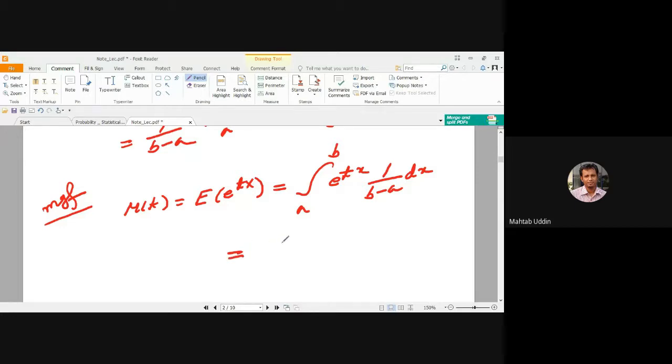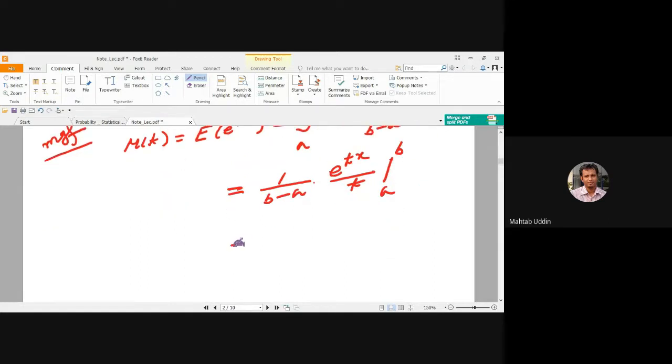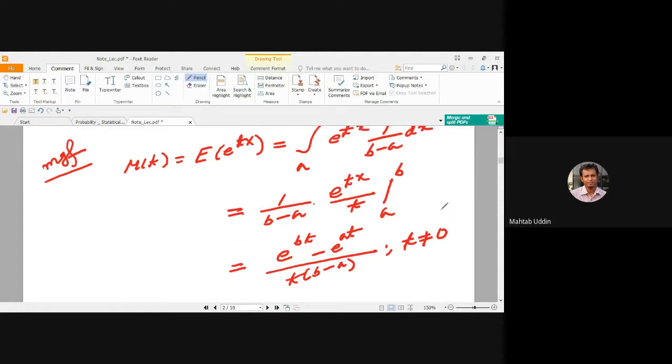So 1 by b minus a is actually a constant. So 1 by b minus a. If you integrate e to the tx with respect to x, there is a t, limit a to b. Okay. So e to the power bt minus e to the power at by t into b minus a. But you can see t is not equal to 0. Why? Why?